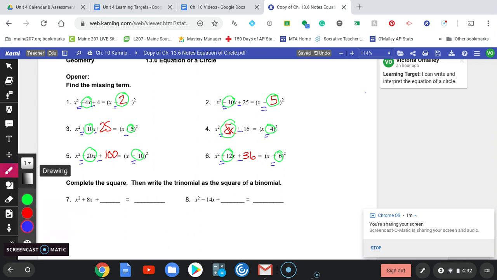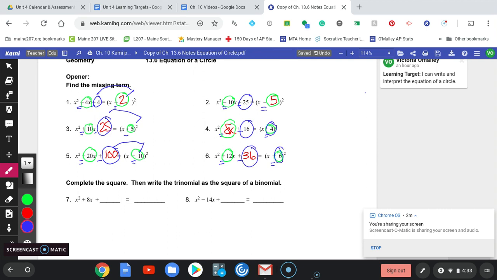And then the last thing we need to notice is that if you compare the number in the binomial with the constant term of the perfect square trinomial, you should see that it's the square of the number in the binomial. If you take the square root of that, you get the number in the binomial. So if you take 5 squared, you get 25. If you take 4 squared, you get 16. If you take 6 squared, you get 36.